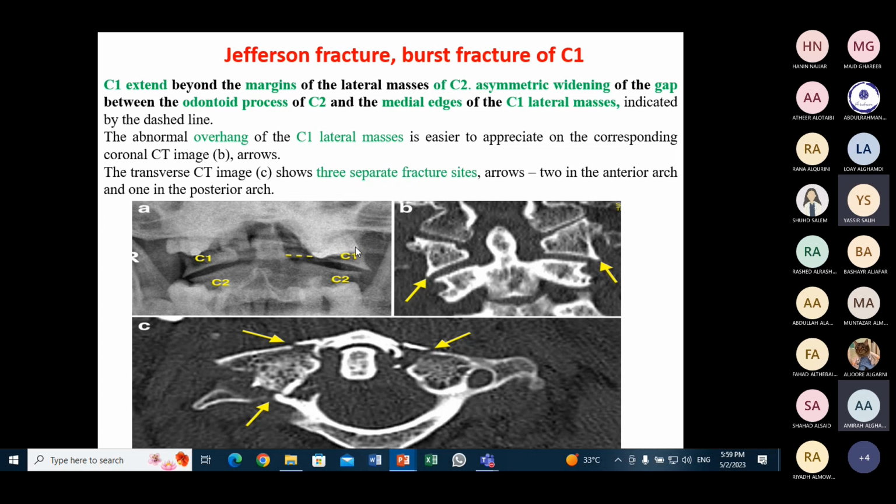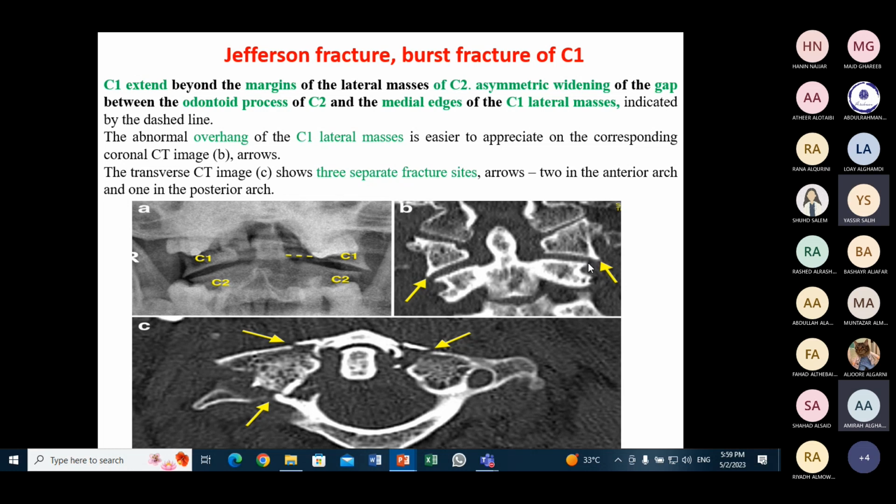The C1 is laterally moved. It is not aligned with the C2. So the C1 extends beyond the margin of the lateral mass of C2, and also there is an asymmetric widening of the gap between the odontoid process or the dens and the medial edge of the C1. The gap there is not equal to the other gap. This indicates there is abnormality or fracture in the C1, and this can be confirmed in this CT coronal reconstruction.